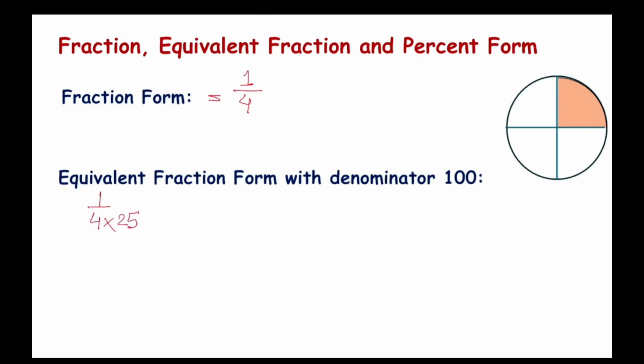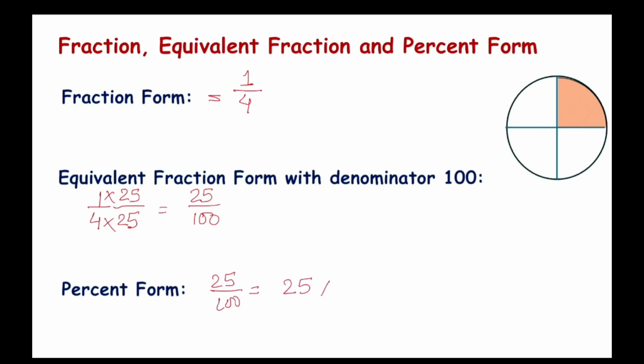If we multiply 25 in the denominator, we have to multiply 25 in the numerator as well. This is the rule for making an equivalent fraction. So the answer is 25 over 100. Now we have got the special kind of fraction which has denominator 100. How can we convert this fraction into percent form? 25 over 100 in percent form is 25%.